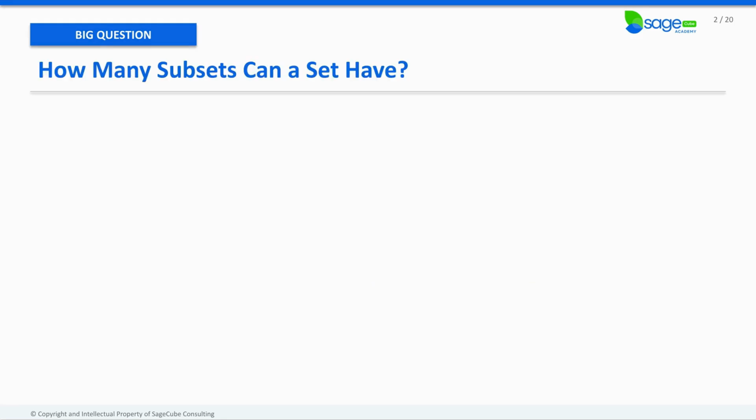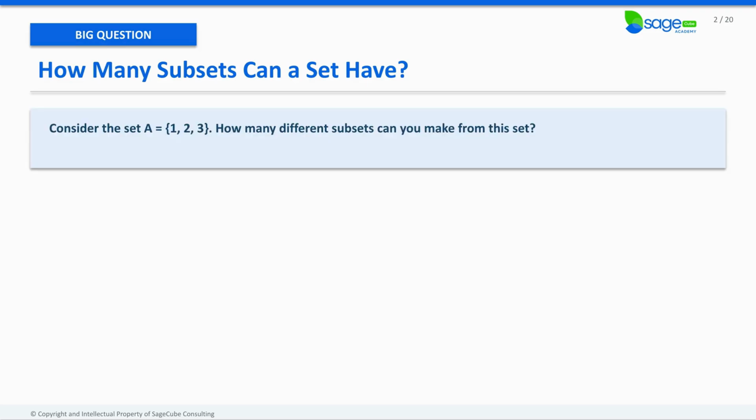Let's start with a question that might surprise you. How many subsets can a set have? Take the set A equals {1, 2, 3}. How many different subsets can you make?